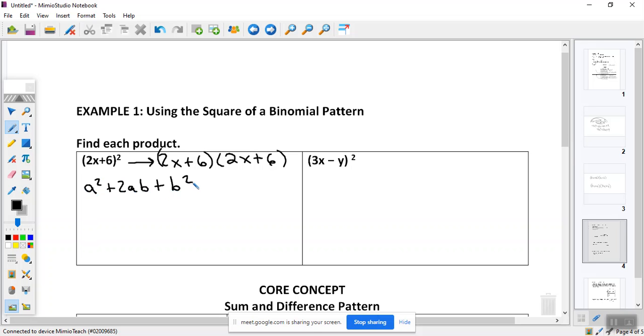Okay? So what am I really going to replace a with here if these are exactly the same? 2x. So 2x squared would be, wouldn't that be 4x squared, kids? Okay, and then we're going to go plus 2 times 2x times 6, which would be 24x. Yep. And then plus b squared on the end. What's that going to be? 36.